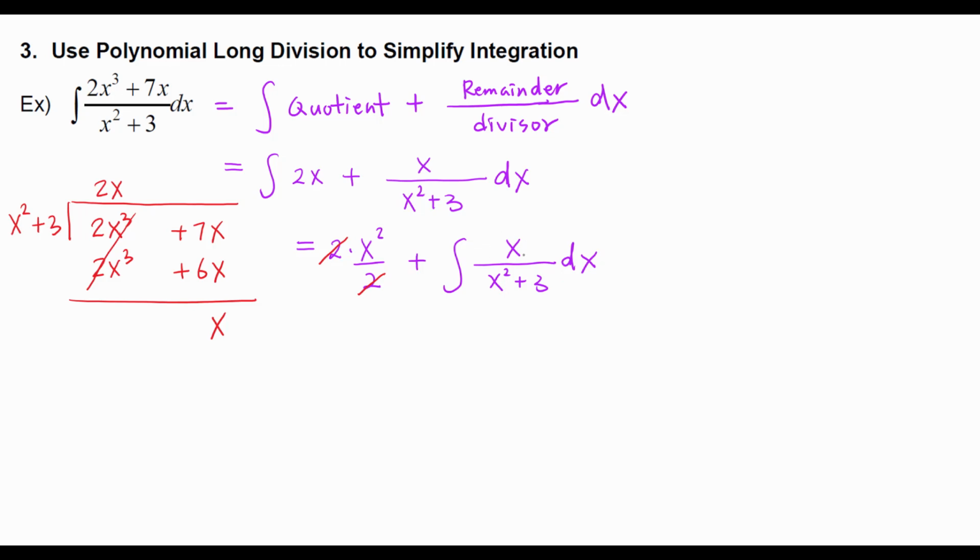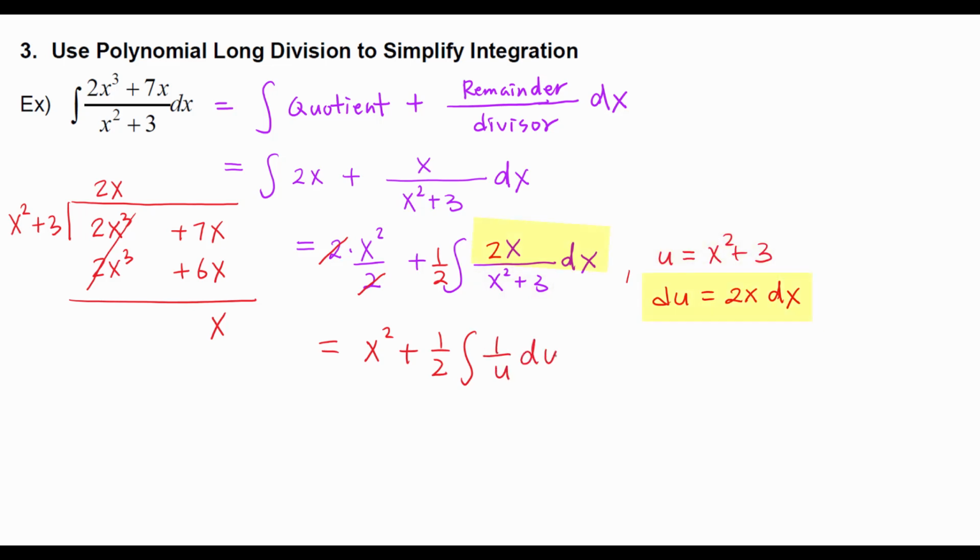And since my numerator now is degree less than degree of denominator, we're going to let u be x squared plus 3. Then du is 2x dx. I do have an x, so all I need is 2 here. So I'm going to divide by 2. So then this is x squared plus, I have 1/2 integral of 1 over u du. So then that's x squared plus 1/2. Integral of 1 over u du is ln absolute value of u plus c.